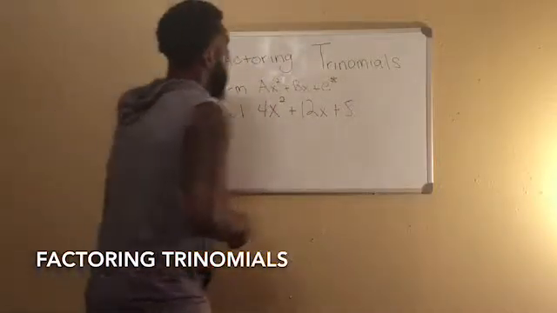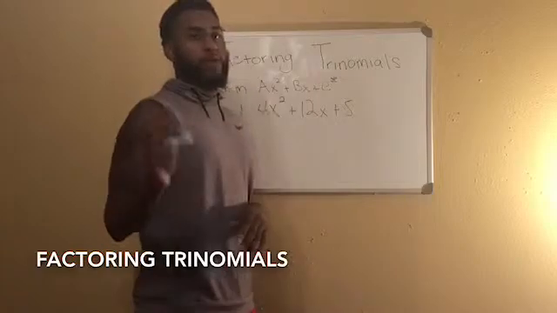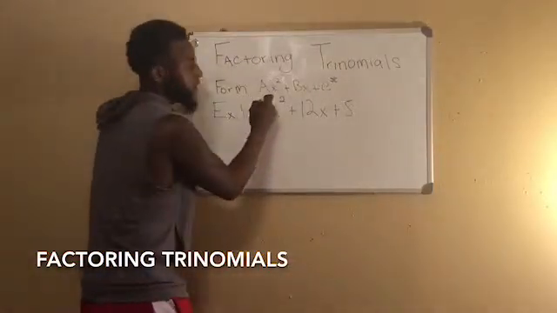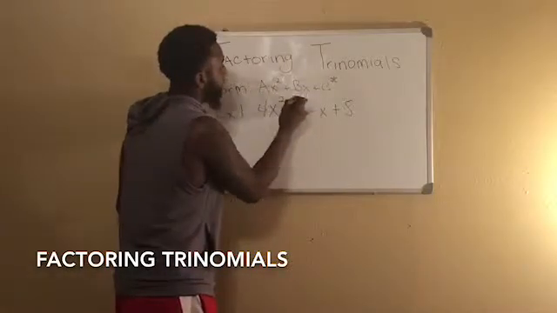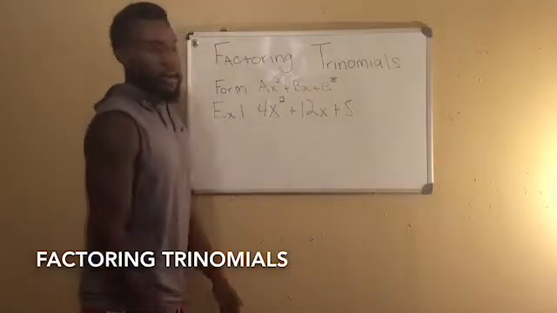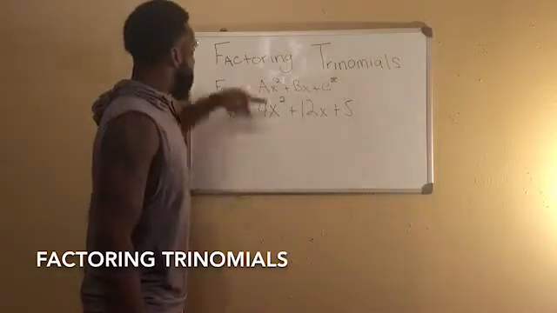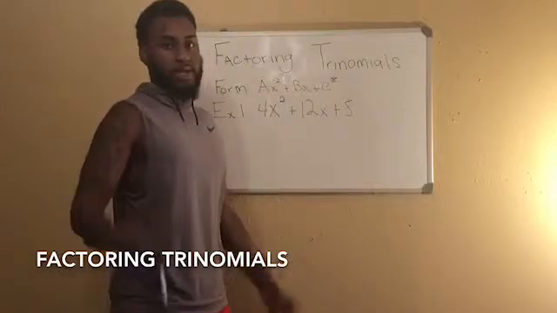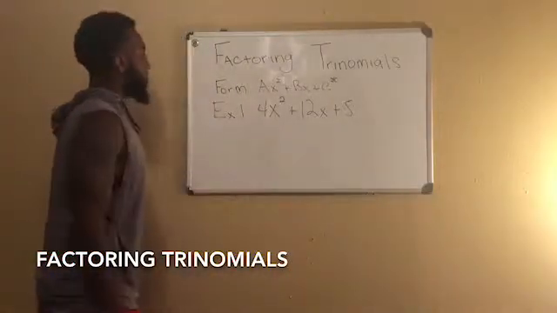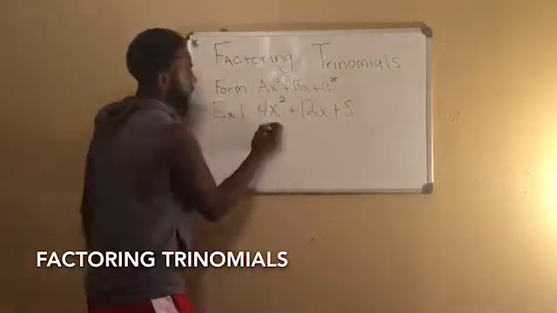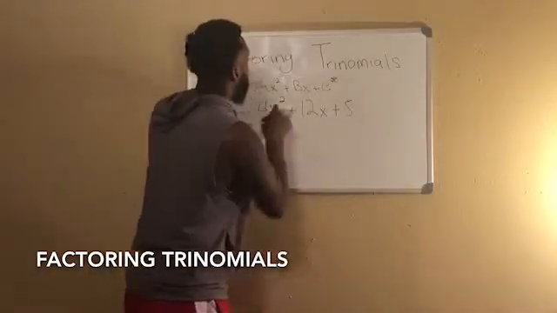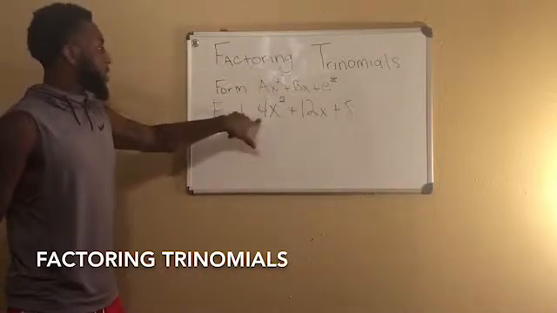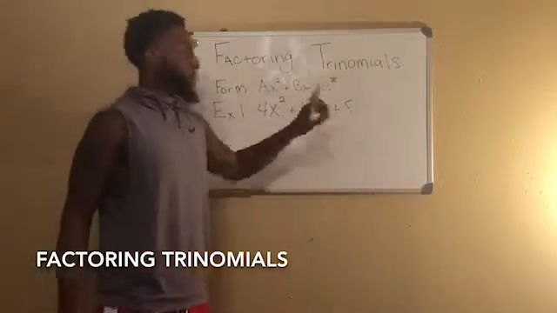Okay, so the general form for trinomials is here. It's ax squared plus bx plus c. So it's a squared term, there's an x, and then the c just represents a constant. In our example, we have 4x squared plus 12x plus 5, and you can see that our a is 4, our b is 12, and our c is 5.